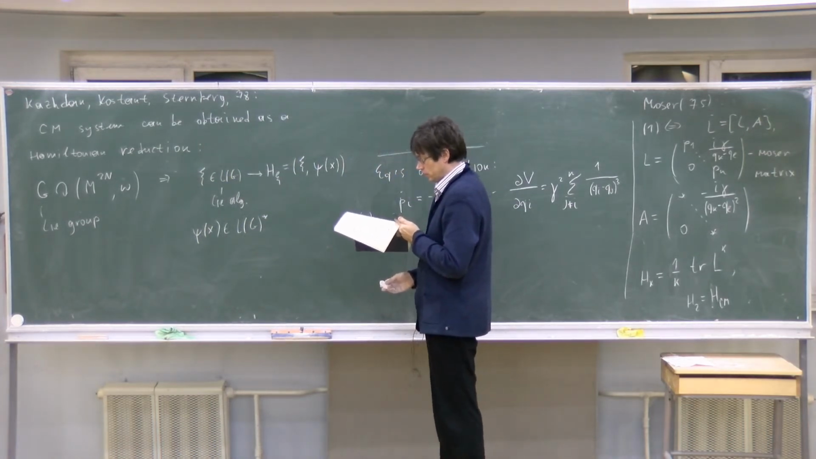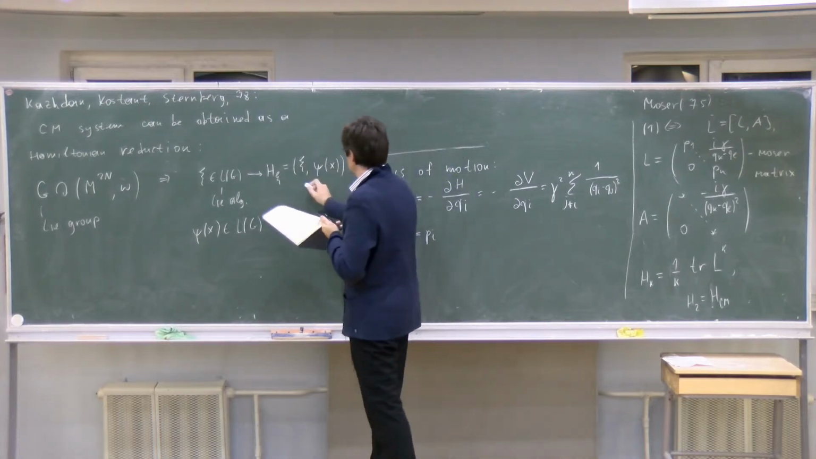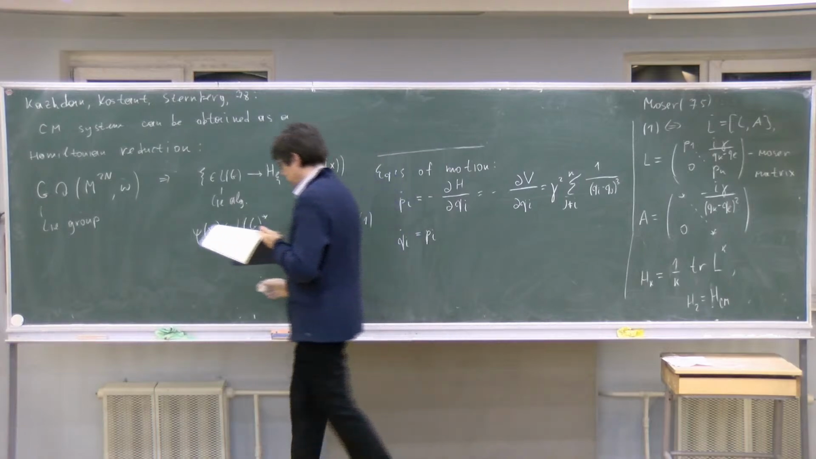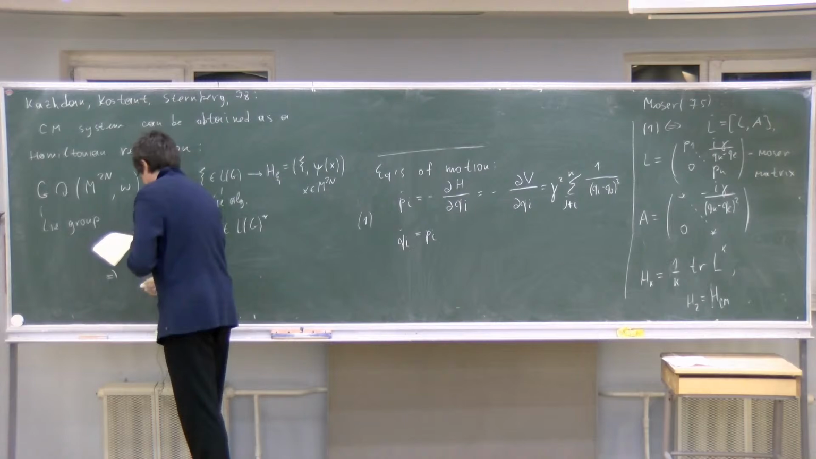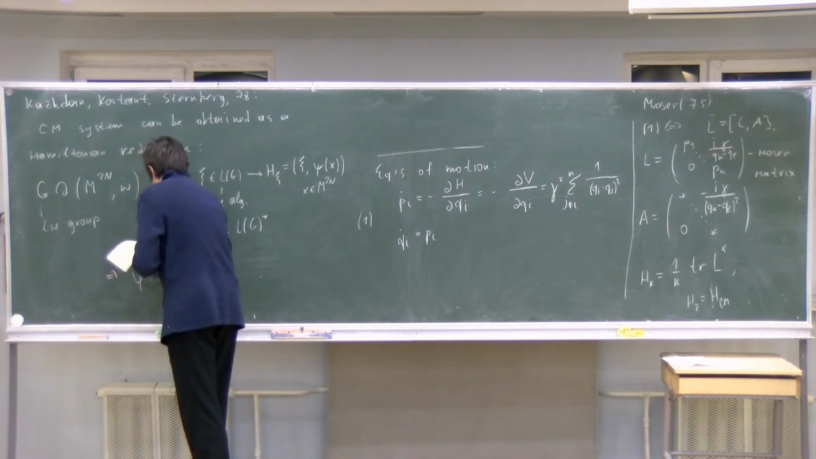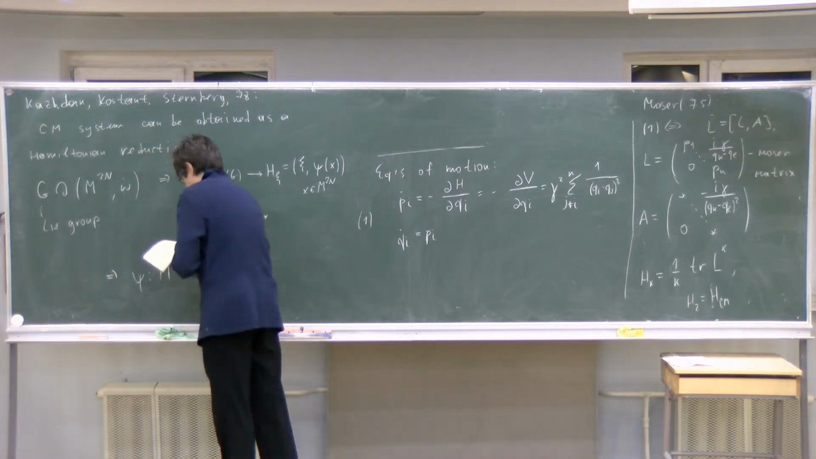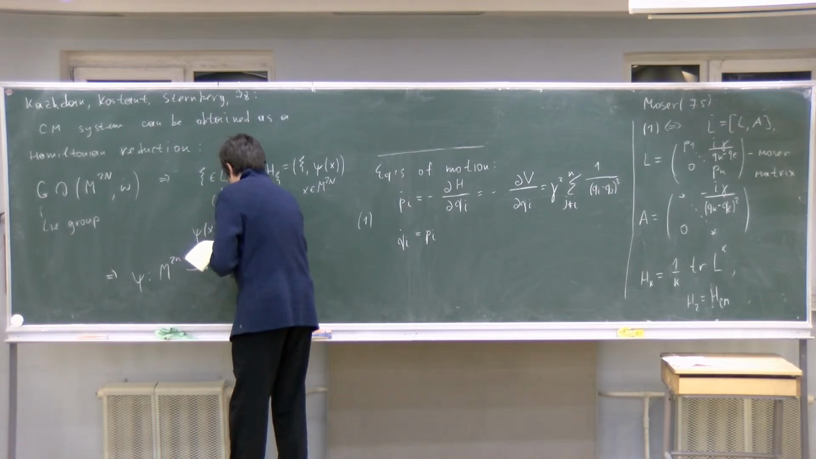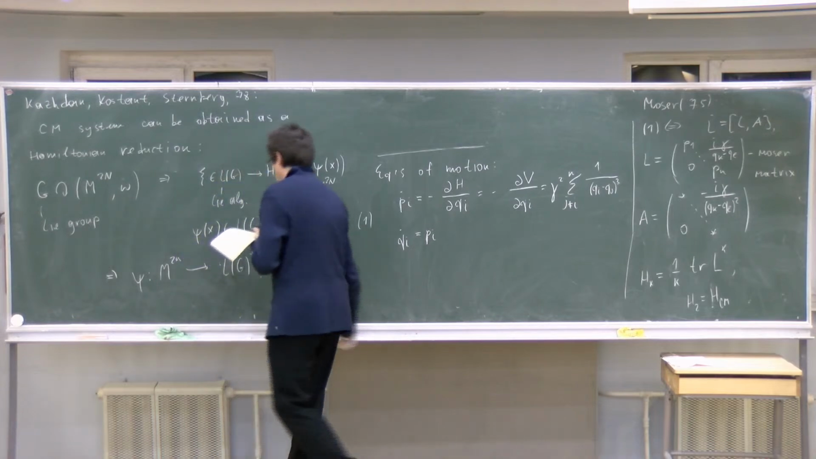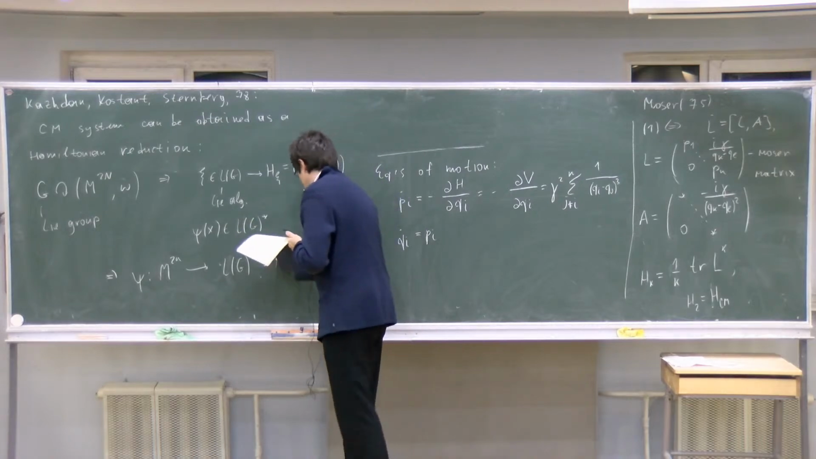Here x is a point of our manifold. Then in such a way, using these Hamiltonians, we can produce a moment map. So psi, which sends a point of the manifold to an element of the dual Lie algebra, is a moment map.